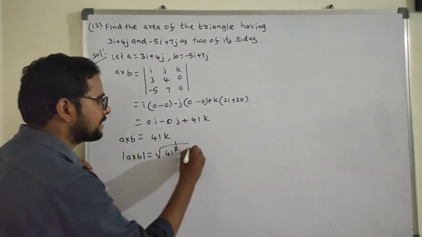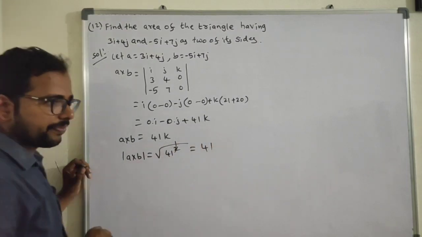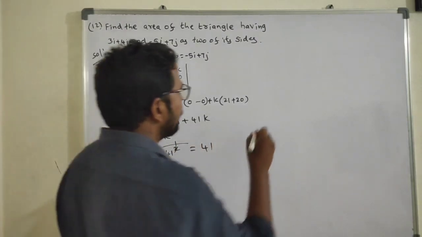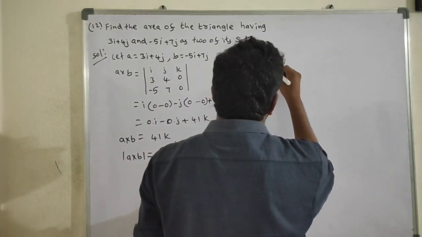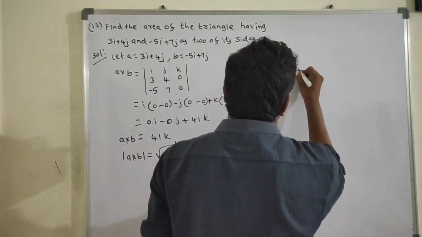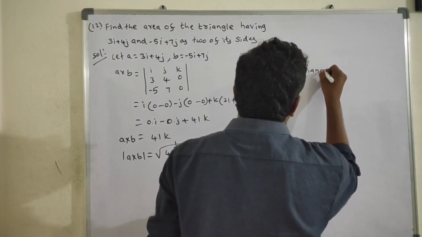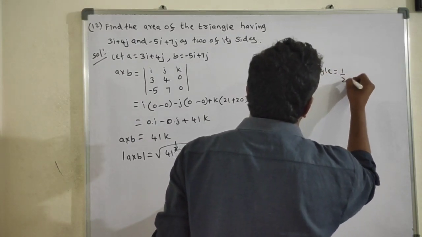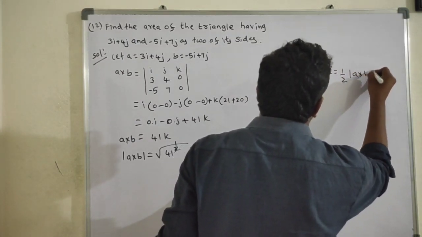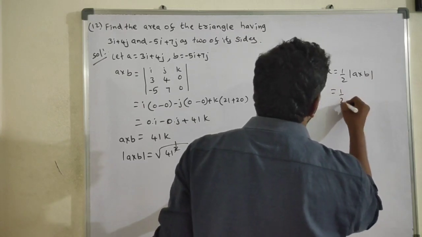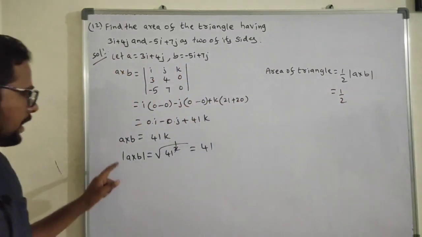Square and roots get cancelled, which is equal to 41. Okay? What is the area of triangle formula? Area of triangle is equal to half into modulus a cross b. Half into modulus a cross b is equal to half into, what is modulus a cross b value?